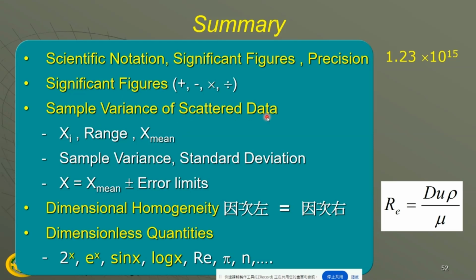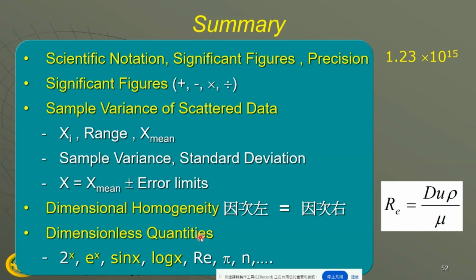Scatter data means that I ask one student to do 10 same experiments, or 10 students do one experiment, right? So we have x_i, we have range from large to small, and then we have mean, that means the average. So in order to understand the precision or how to evaluate scatter data, we have sample variance, or we call it standard deviation, right?